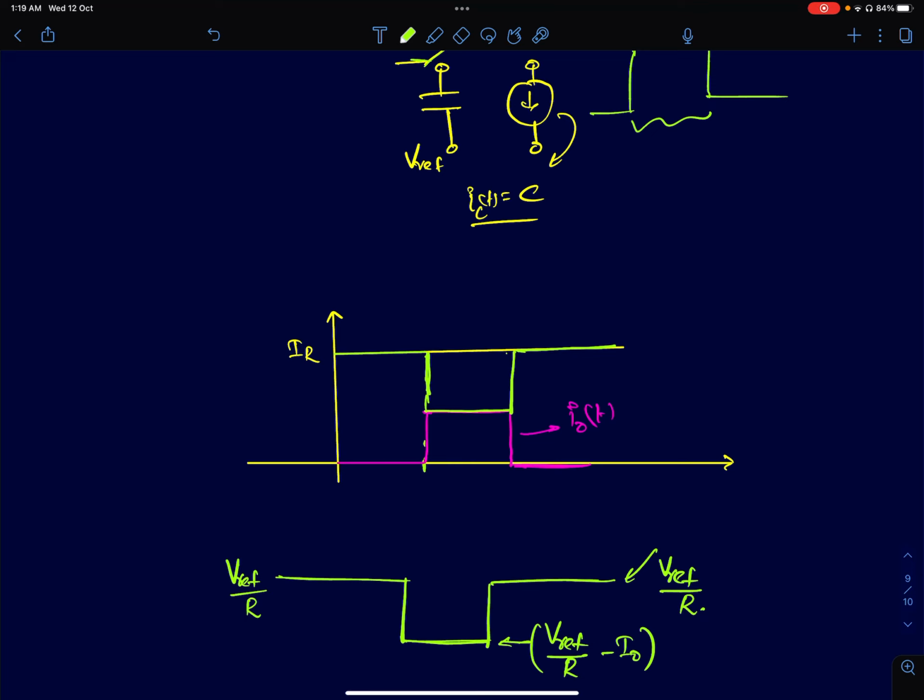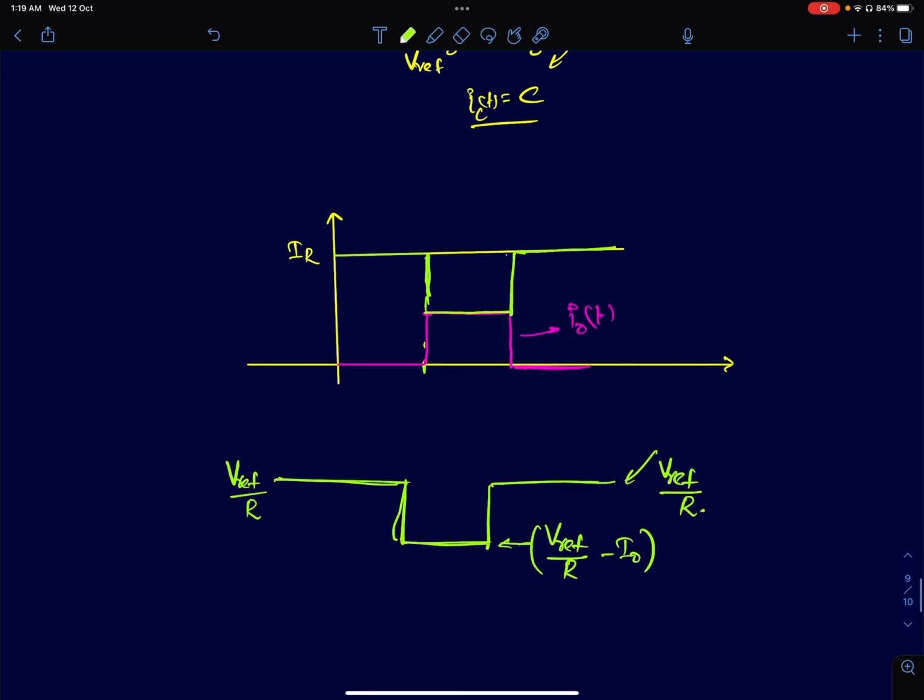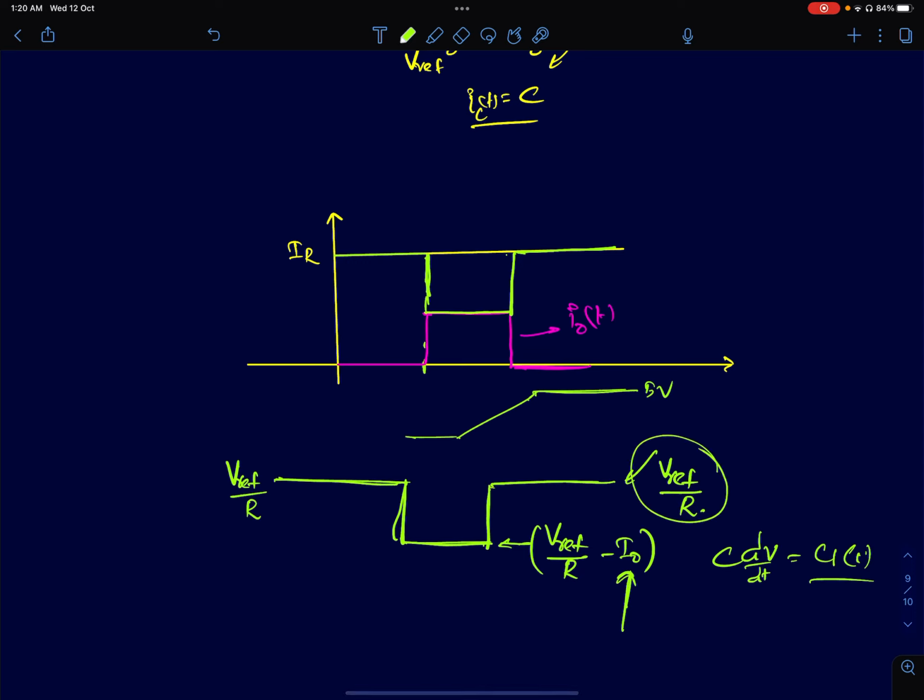Your MOSFET's current, which is shown in green here, will initially be Vref by R. It will decrease by a certain amount, and that amount is given by Vref by R minus I naught. That I naught here is C dV by dt, which is C1 times some fixed value. Since C1 is not given, I'm calling it I naught. So the current decreases by that amount. Once the supply signal goes back to 5 volts and remains constant, dV by dt becomes 0, so the capacitor current becomes 0. Then the MOSFET's current will recover back to Vref by R.